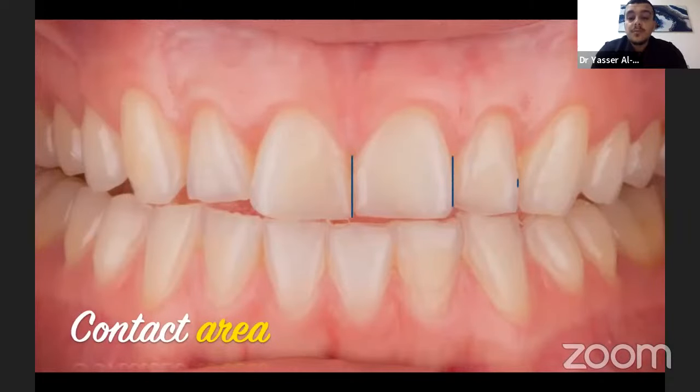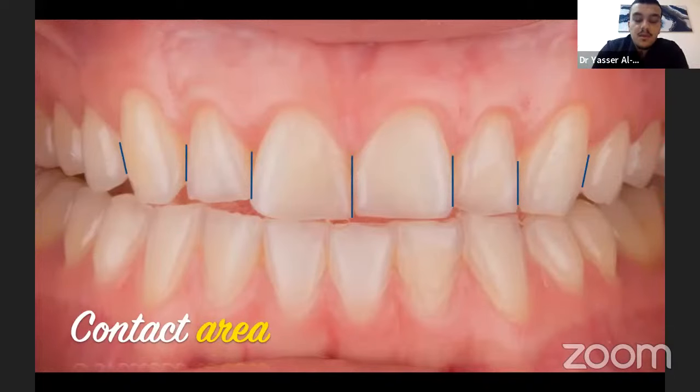Contact area from the centrals, and when we go posteriorly from the centrals, it's a contact area, and when we go to the posterior area, it reduces from contact area to contact point. So when we make a smile, we should give attention to the contact area, because it's more important. The most important thing is in our smile design. Why?